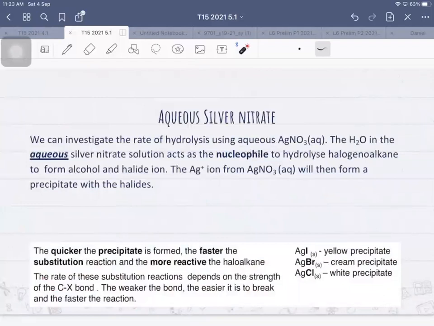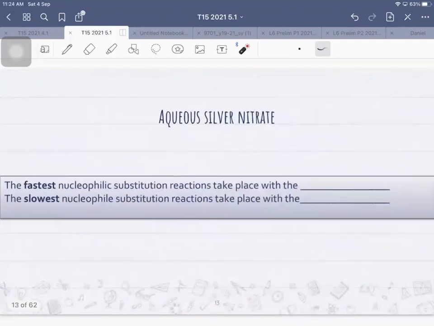So with that said, aqueous silver nitrate is the reagent used to test for halogenoalkanes. And it's also used to study the rate of hydrolysis. Because we can see the precipitate, we can record the time taken for the precipitate to be formed. And from there, we can study the rate of hydrolysis.